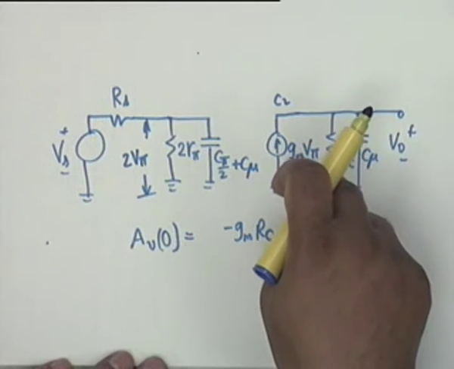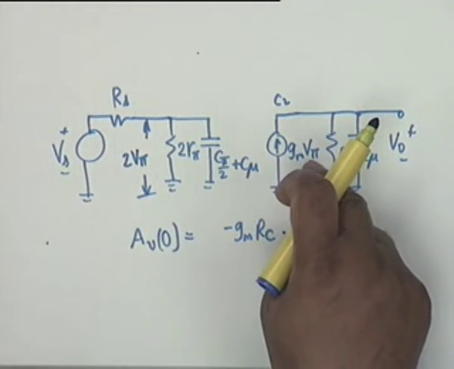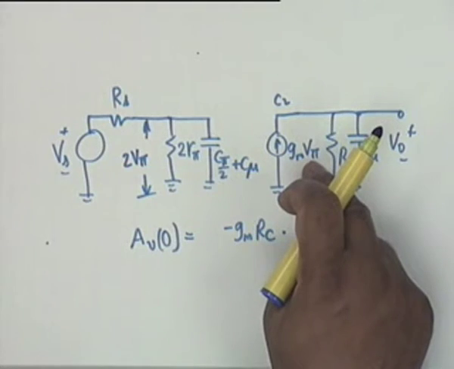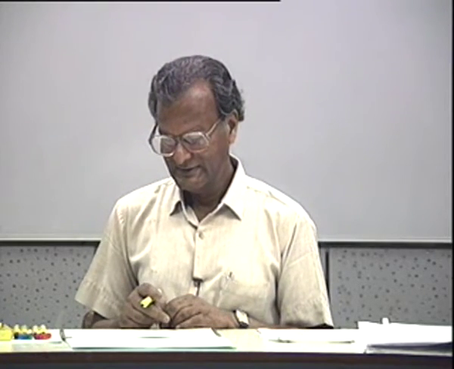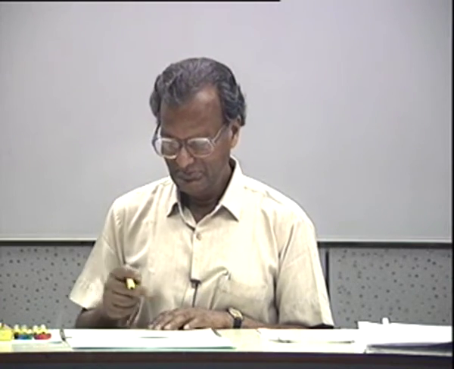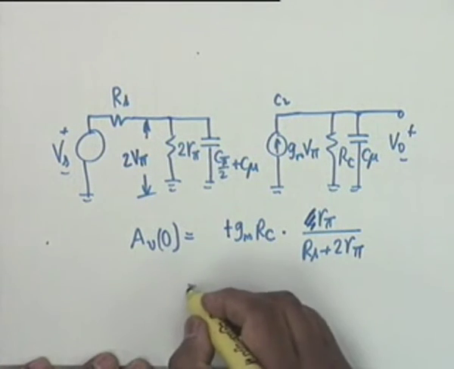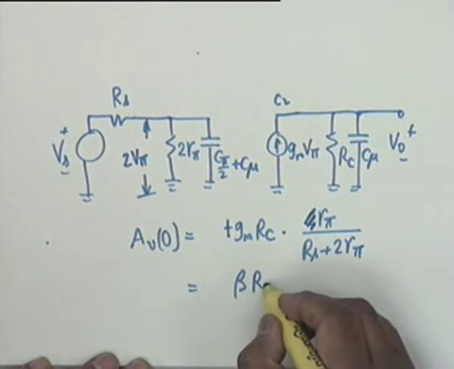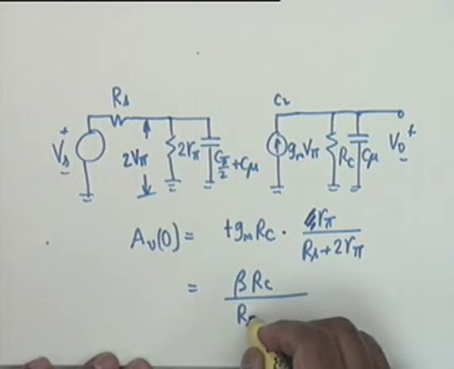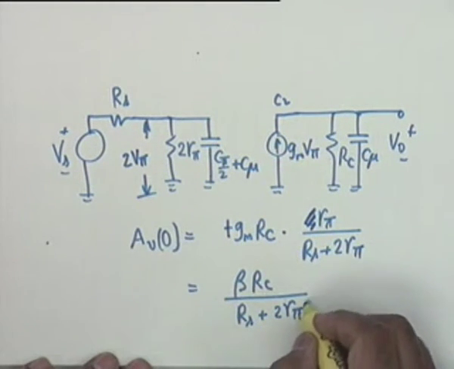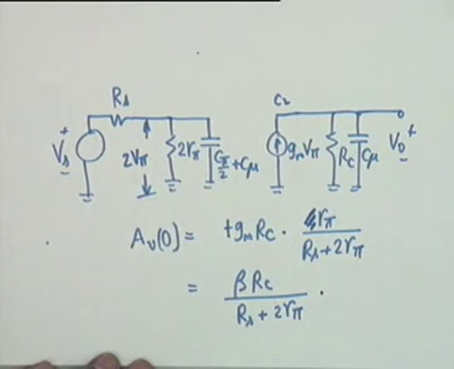Because this is Gm V pi. This is not twice Gm V pi. Right? Plus Gm RC. Wonderful. Yes, this is plus Gm RC. So this is simply beta RC divided by RS plus 2R pi. This is the mid-band gain.